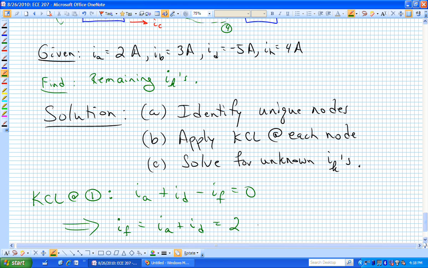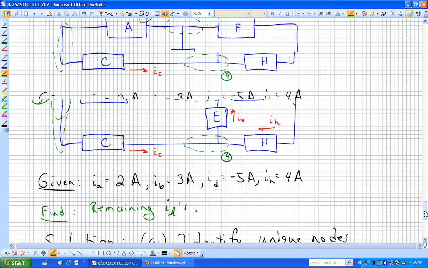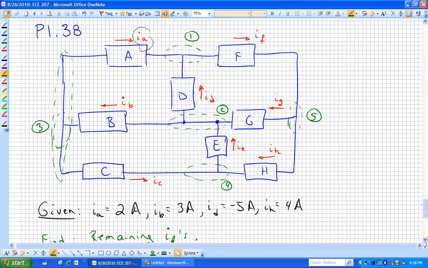I sub A is 2. I sub D is a minus 5, which means I sub F is minus 3. What does that mean physically? If I sub F is minus 3, it's actually going into the node, isn't it? You could, if you wanted to, redraw that, but that's just going to confuse things for now. I would just say, okay, I sub F is minus 3. That just means that it's going in the opposite direction as it's drawn.